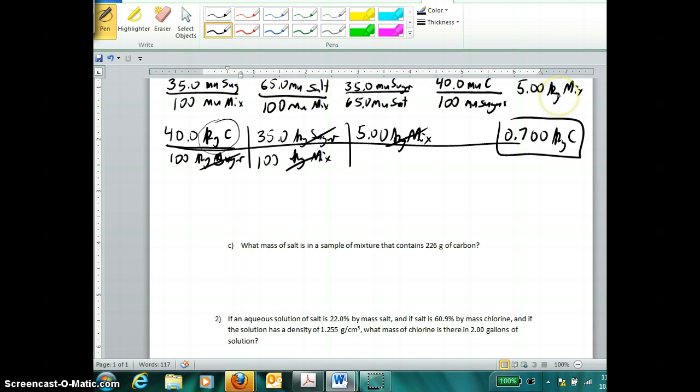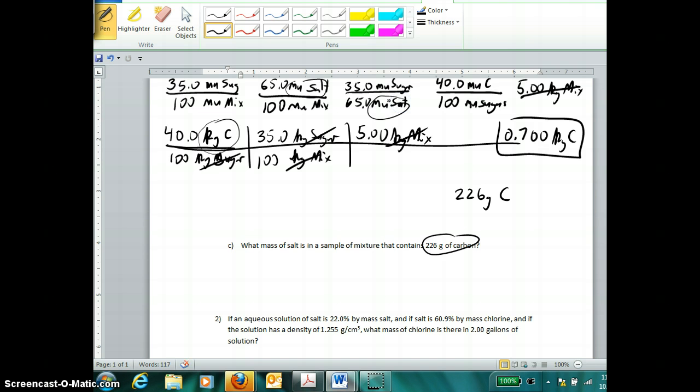Now let's apply the same reasoning to the next problem farther on down, because it's also using this same mixture. The only difference is I no longer have 5 kilograms of mix. Instead, I'm given this piece of data, 226 grams of carbon. And here, with number units label, I'm asked what mass of salt is in the mixture. Well, I see a mass of salt in 2 places. Here is a mass of salt, and here is a mass of salt.